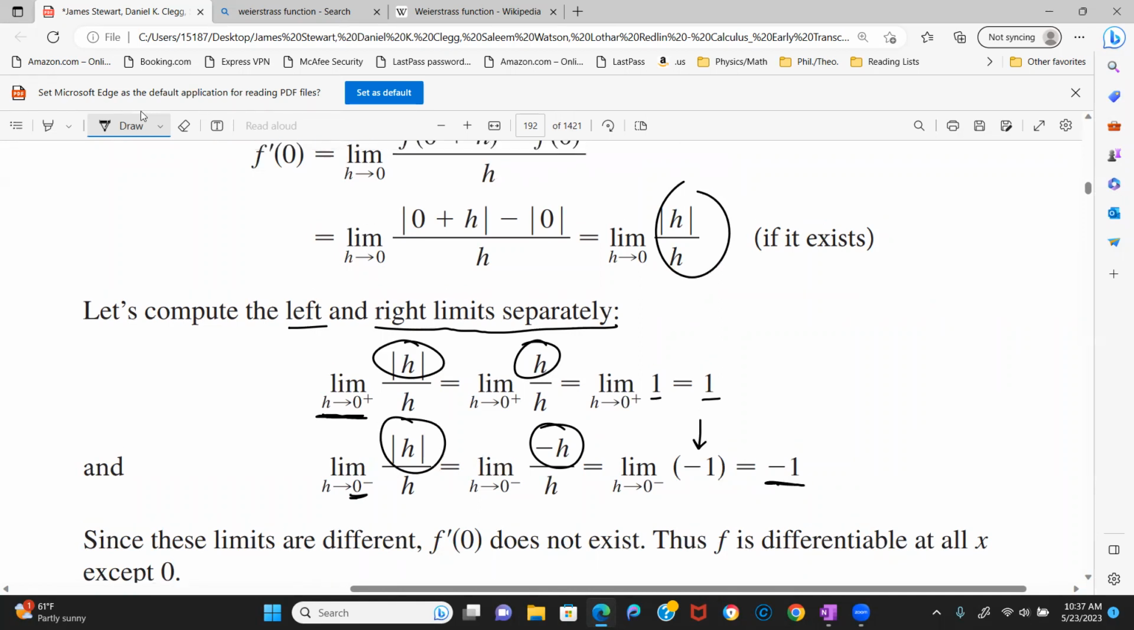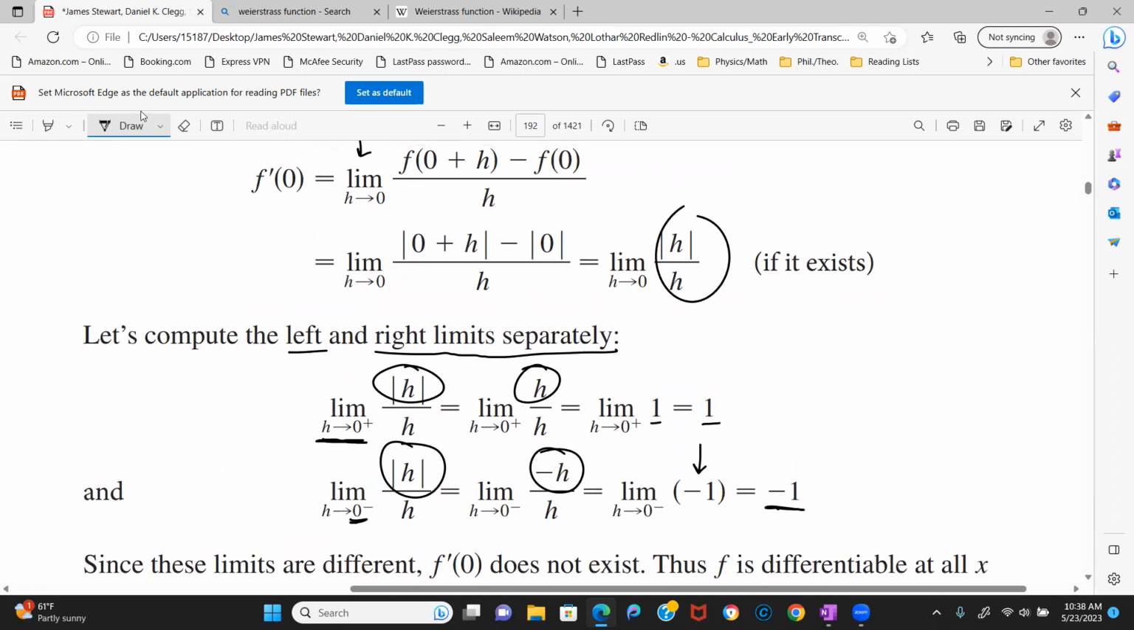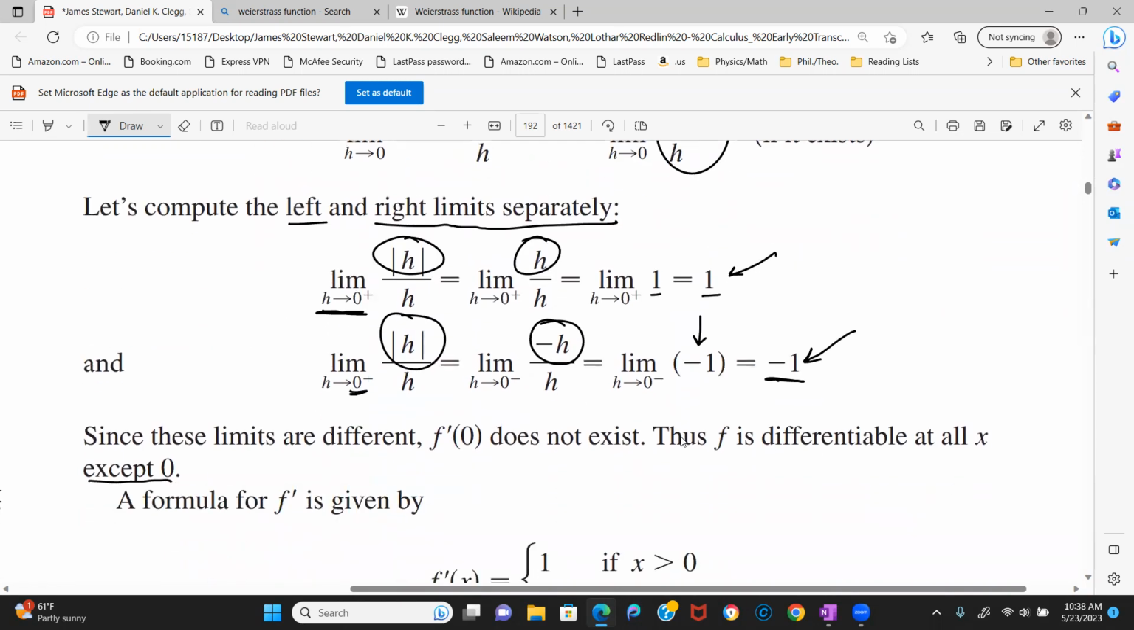So if you approach on the right side, you get 1. If you approach on the left, you get -1. So because these limits are different, f prime of 0 can't exist. It just doesn't exist. So what that means then is that the limit exists. That is, f is differentiable whenever x is not 0.